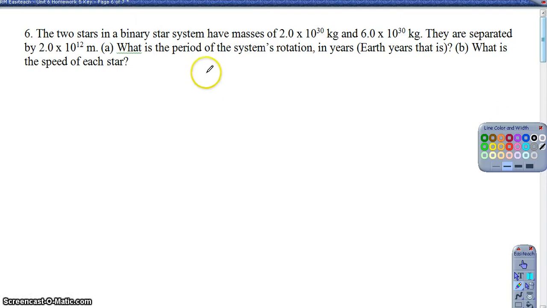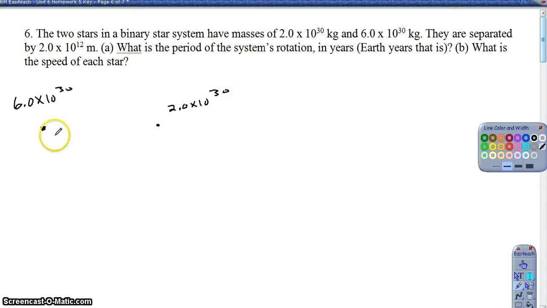One part that is a little bit tricky about this is that at first you may not think they both rotate at the same rate, but they actually do. It takes the same amount of time for both of them to rotate around the center of this system. So let's get a feel for what this system looks like. I've got two different masses. One of them is a little bit larger, 6.0 times 10 to the 30th, and one of them is a little bit smaller, 2.0 times 10 to the 30th.